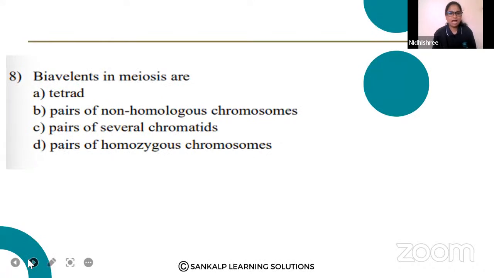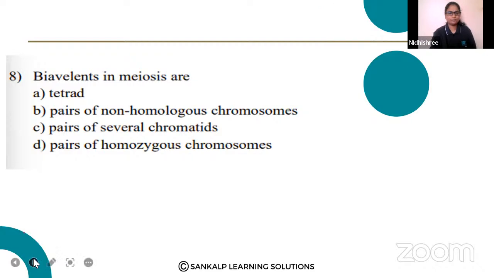Bivalent in meiosis are: tetrad, pair of non-homologous chromosome, pair of several chromatids, pair of homozygous chromosomes. Bivalent in meiosis are what? Chaitra option A. Gurusid option A. Virat option D. Parvati option D. The right answer is option A, that is tetrad.